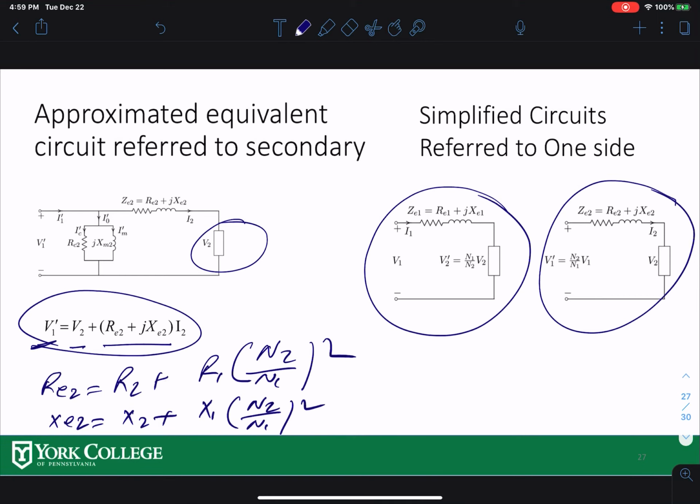Why is it simplified? Because we're ignoring this branch over here. As I said, this branch only carries a little bit of current, so we can ignore that. This is the simplified version of the transformer.